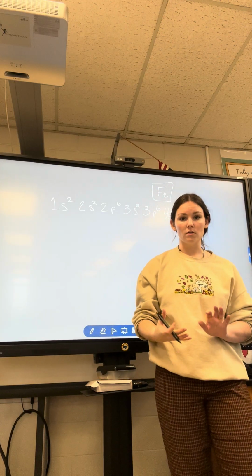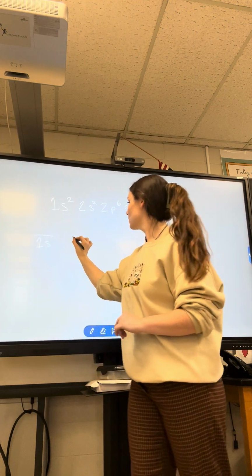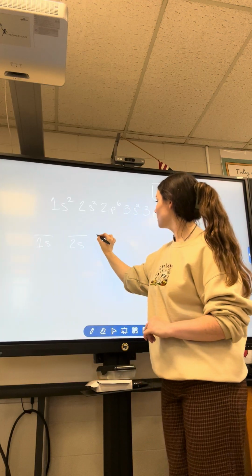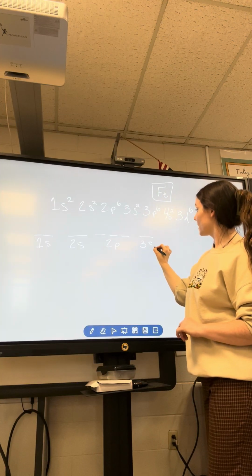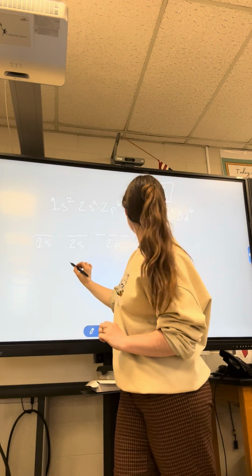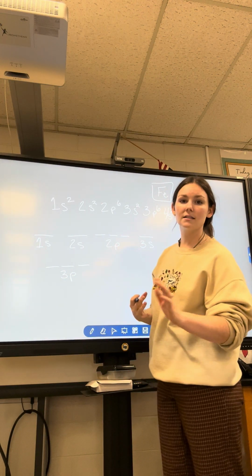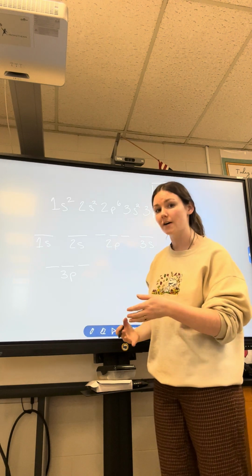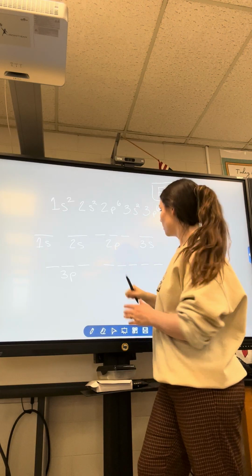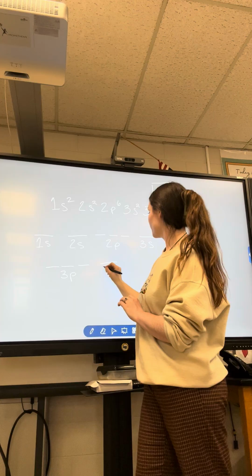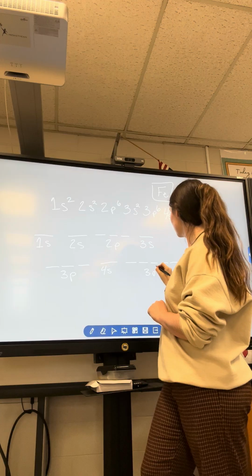So here's how the orbital diagram is going to look. One line for 1s, one line for 2s, 3 lines for 2p, one line for 3s. I'm going to go down here. And then 1, 2, 3 lines for 3p. And then the D block, since it can hold up to 10 electrons, I'm going to do 5 lines because that's 5 pairs. 2, 3, 4, 5. Oh, I skipped 4s. One line for 4s. And then 1, 2, 3, 4, 5 for 3d.